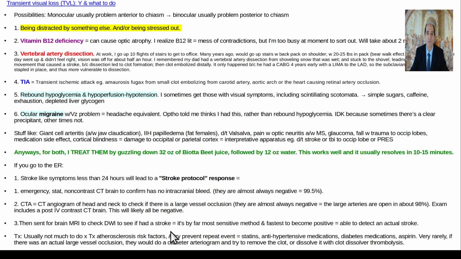And that's pretty much the big overview on transient visual loss. I know that was kind of a big lecture, but here it is, so you've got the information if anybody wants it. I hope you found that helpful.